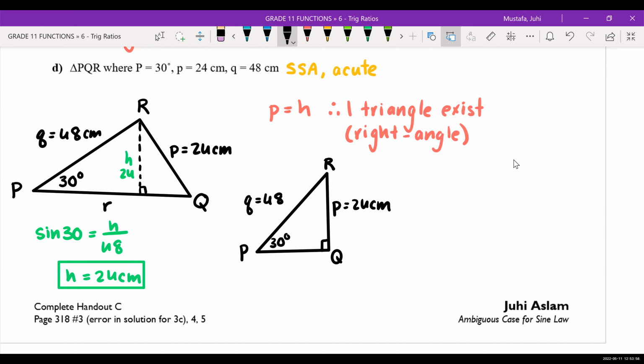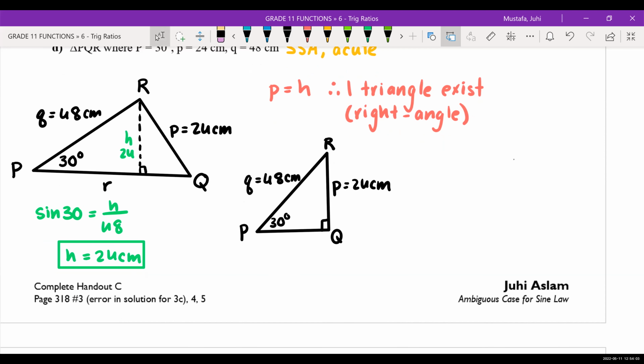And you're literally just going to use SOHCAHTOA to solve the rest of it. So I'm going to start by solving angle R, because it's going to be 180 minus 90 minus 30, which is just going to give me 60 degrees, right?